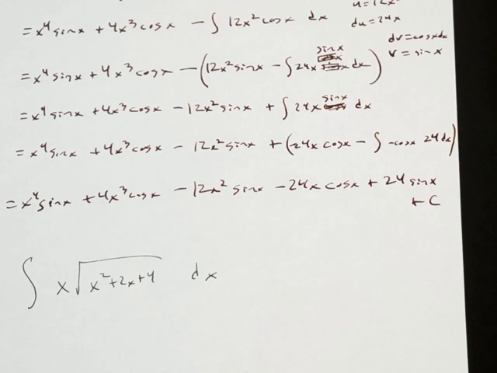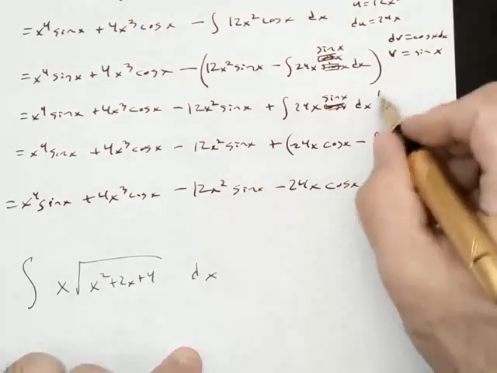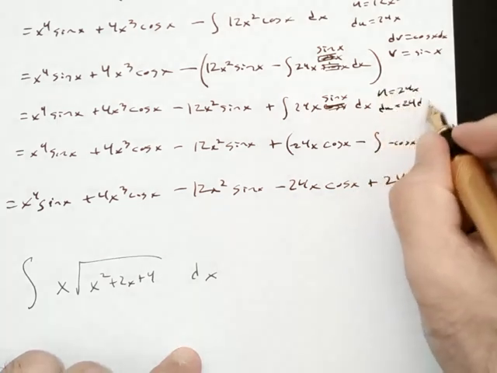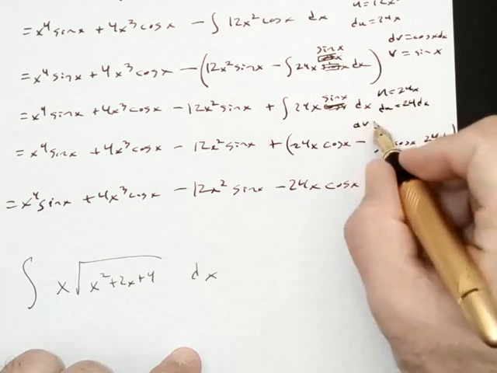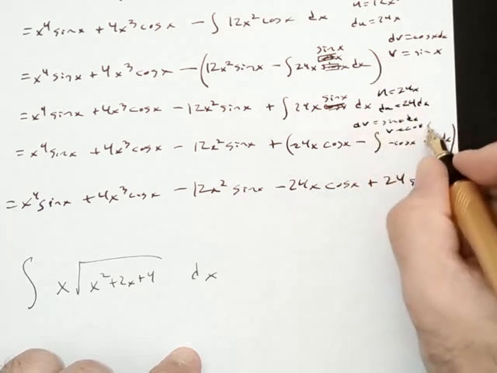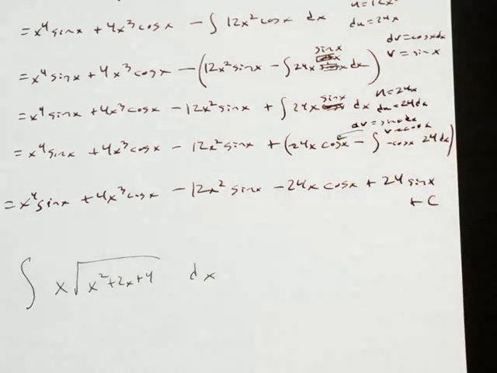That's from here, right? That's the uv. I didn't write out the u and the dv for that one. That's this integration. I'll go back and put it in. u equals 24x, du is 24 dx, dv is sine x dx, so v is cosine x. There's where my cosine came from.